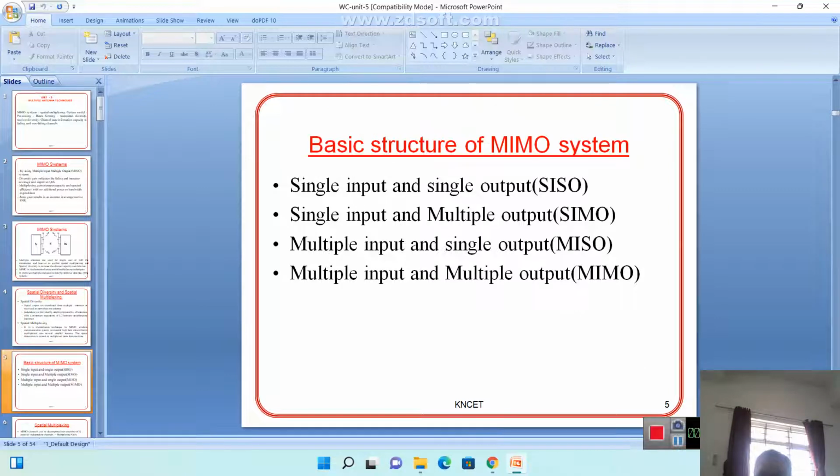Then next, the basic structure of the MIMO system. There are four structures. One is single input and single output, mainly called SISO. Then the second one, single input and multiple output, SIMO. Then the third one is multiple input and single output, MISO. Then finally, multiple input and multiple output, MIMO.